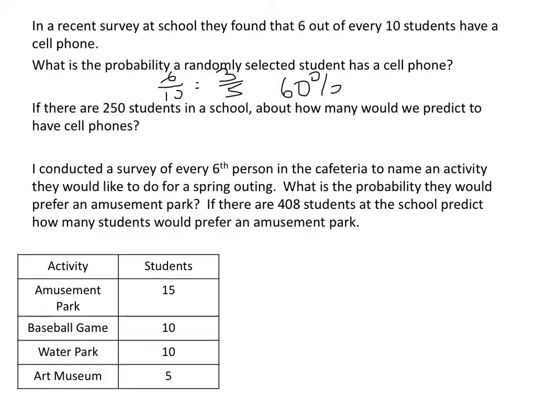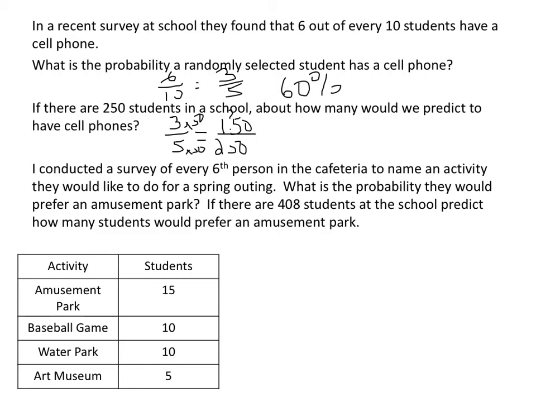If there are 250 students in the school, about how many would we predict to have cell phones? I'm going to use the 3 out of 5 and set up a proportion. So 3 out of 5 has to be the same as some number out of 250. I'm going to keep like to like, so part out of the whole, and I want to know how many out of the 250. So 5 times 50, because 5 times 5 is 25 plus a 0, would be 250. 3 times 50 is going to be 150. So we would expect about 150 students to have a cell phone.